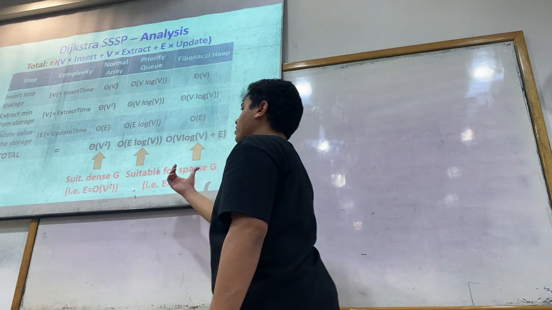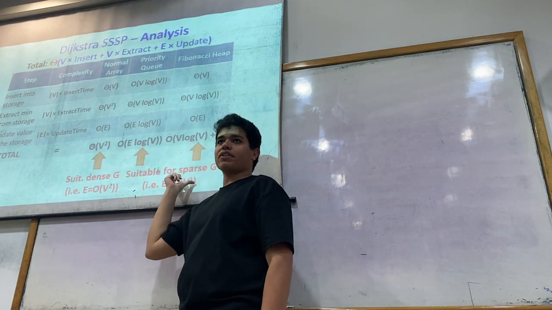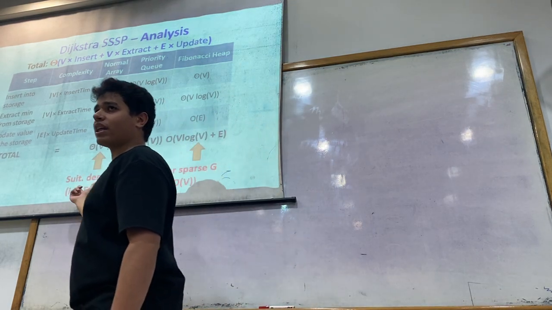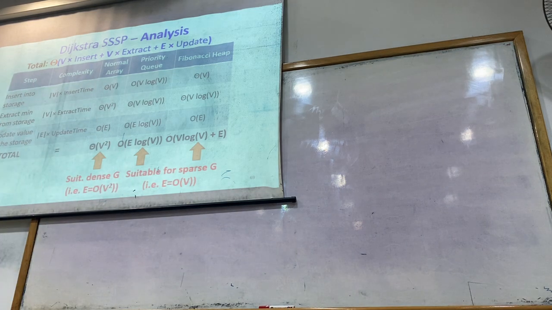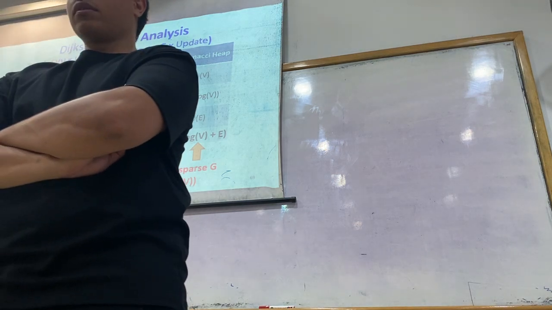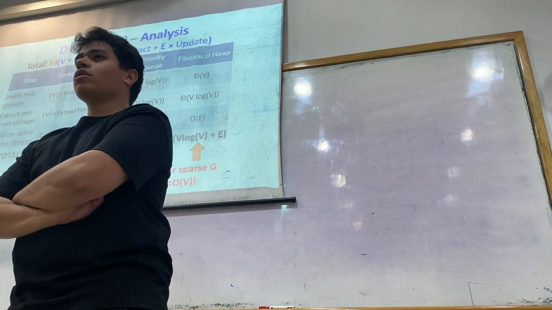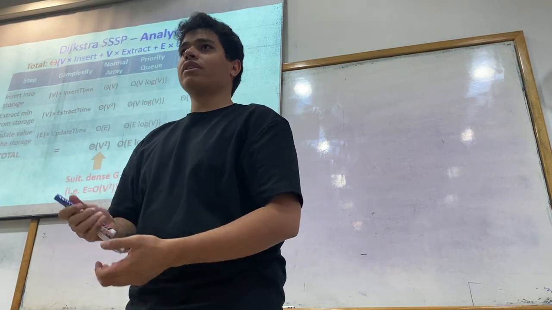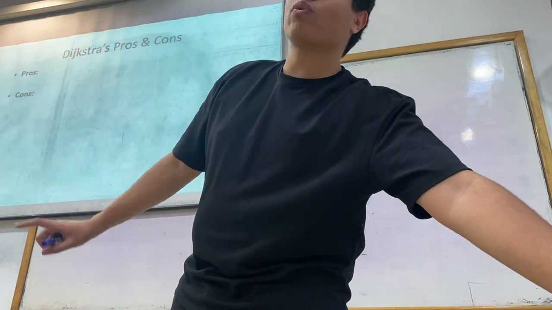But those are suitable with sparse graphs, while this is for dense graphs. Did you get it? What's the benefit of Dijkstra? Getting the shortest path, right? Yeah, but what is the disadvantage? The disadvantage is that it doesn't work with negative edges.